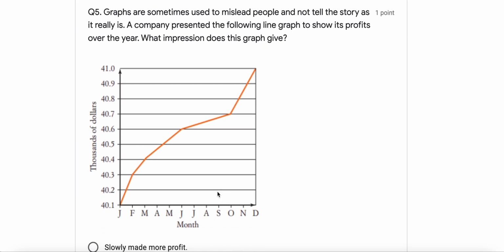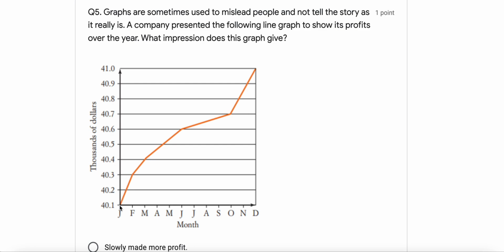So graphs are sometimes used to mislead people and not tell the story as it really is. A company presented the following line graph to show its profits over the year. What impression does this graph give? Okay, so we've got the months of the year down here, and we've got the profit in thousands of dollars over here. So in thousands of dollars, wow.